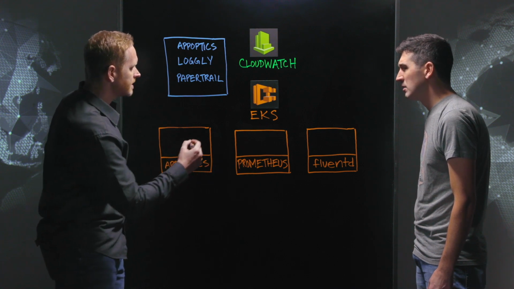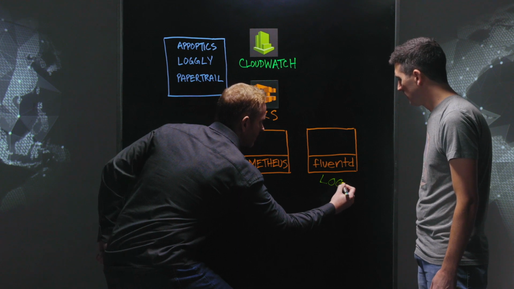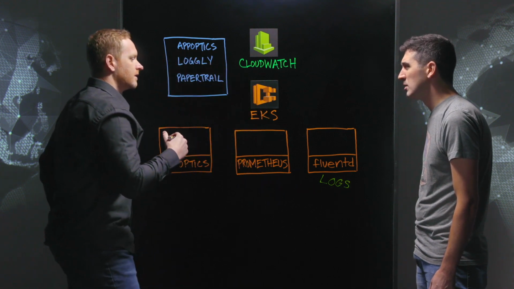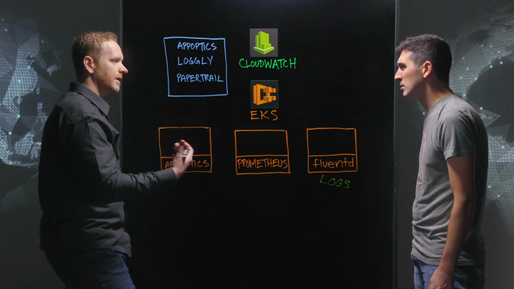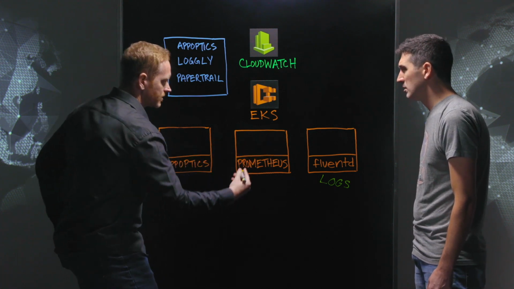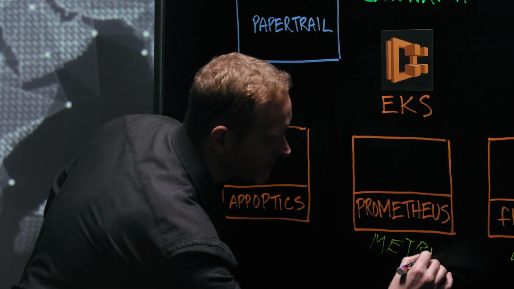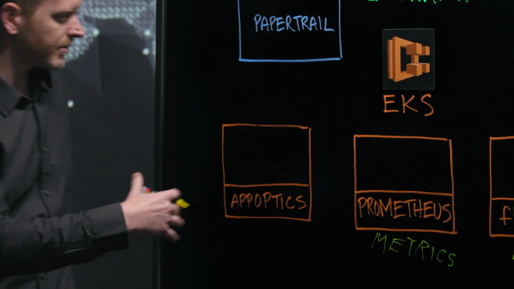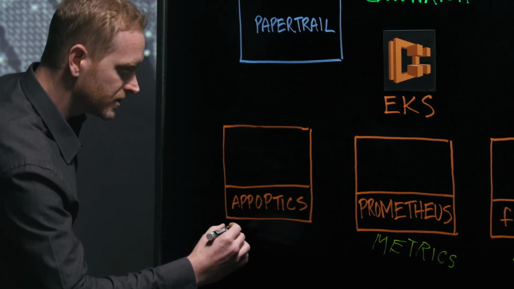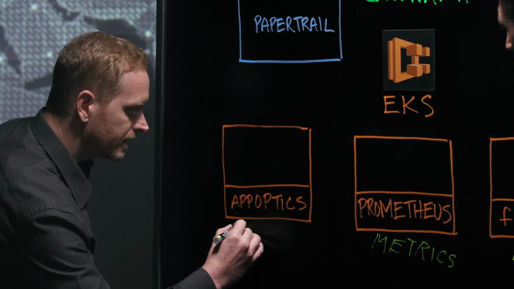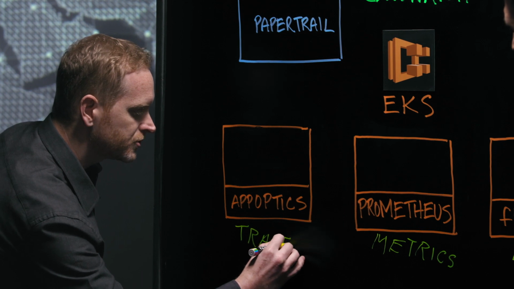Okay. And so, to exactly your point, what we're trying to highlight is how our customers are gathering telemetry. In the case of Fluentd, it's all about logs. In the case of Prometheus, it's all about metrics. And for AppOptics, it's currently, and we'll see if this changes over time, not only metrics, but also traces, so distributed traces.